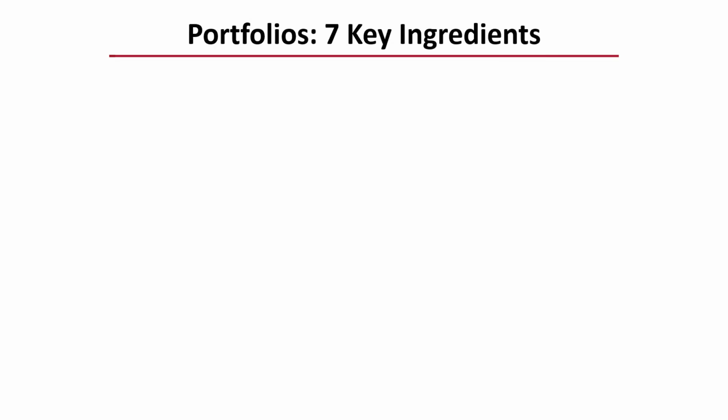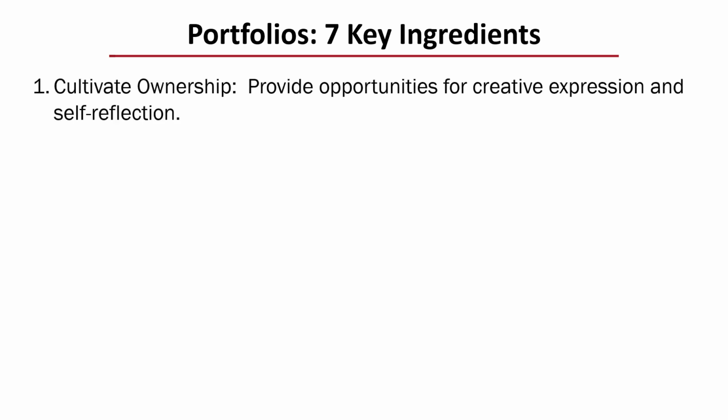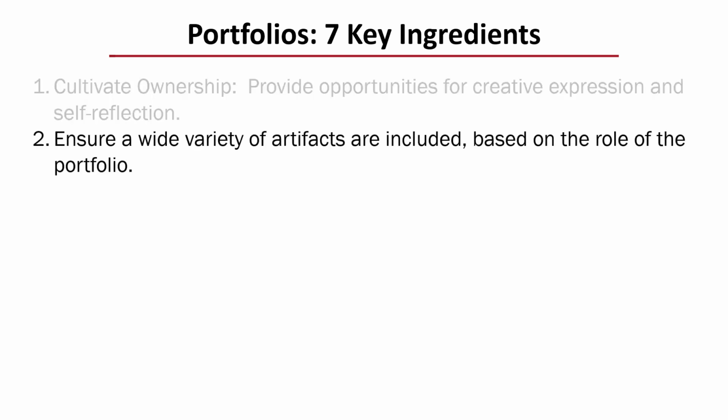And finally, the last thing I want to say about portfolios, and again, this relates to what's in the course text, is that there are 7 key ingredients to portfolios. Let me quickly review them for you now. First of all, you want to cultivate ownership, that is, you want to provide many opportunities for creative expression and self-reflection. So what the students create is theirs. What they're making is the result of their efforts, their ideas, their creativity. So anything you can do to make the portfolio very personal, you want to try to do.